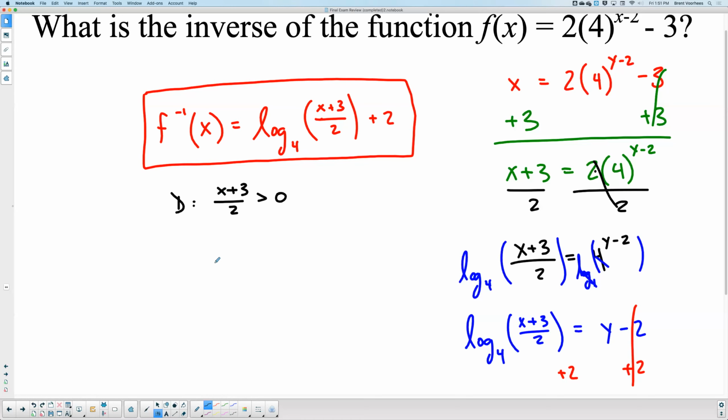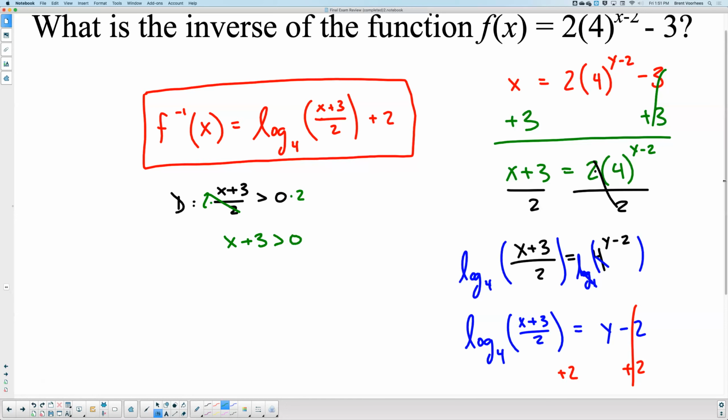What do you think, Kevin, in the front? What could I do to try to get this x isolated? There's opposites we could do here. Talk to me about this 2. What's the 2 doing? What's the opposite of dividing by 2? Let's multiply both sides by 2. So I have x plus 3 is greater than, what's 0 times 2? Okay, so x plus 3 has to be greater than 0.